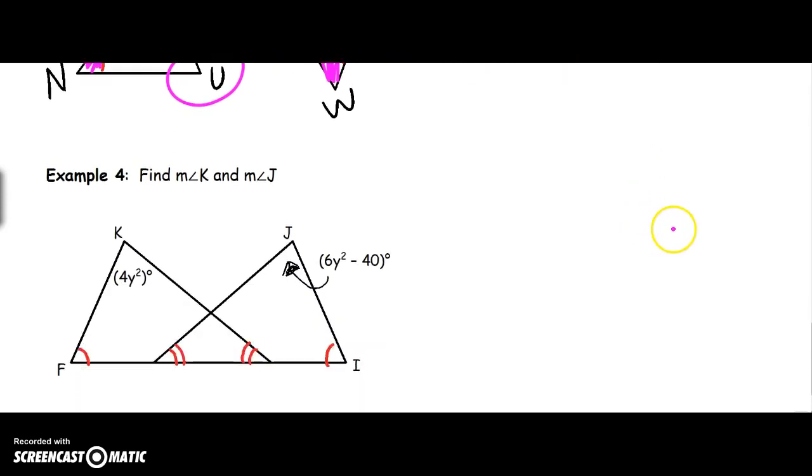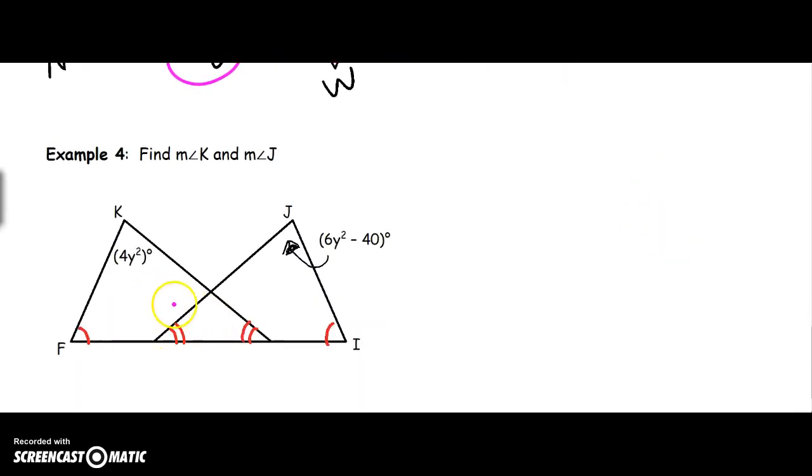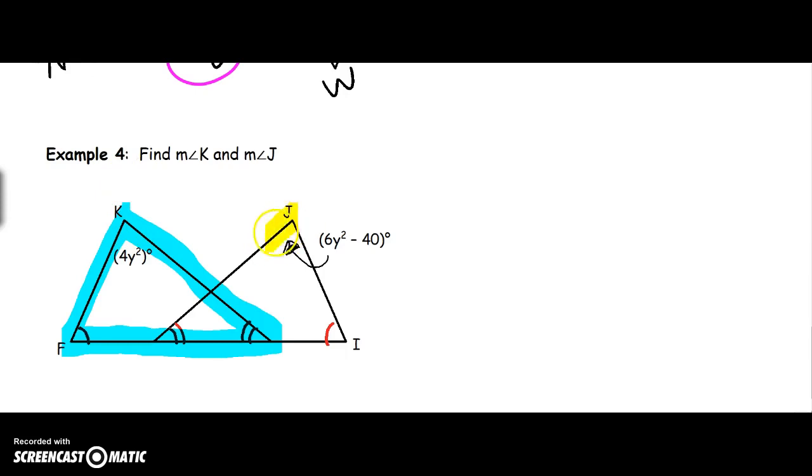If we take a look at this example, here we have two triangles that are just overlapping. I'm going to outline this one in blue, and then I'm going to outline the other one in yellow. Notice it's two triangles, and where it turned green is where they overlap. Notice also that you have F and I that are congruent, and these two angles here are congruent. Therefore, that third angle is also congruent, which means you set them equal.